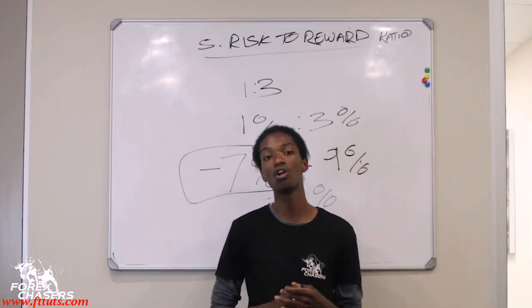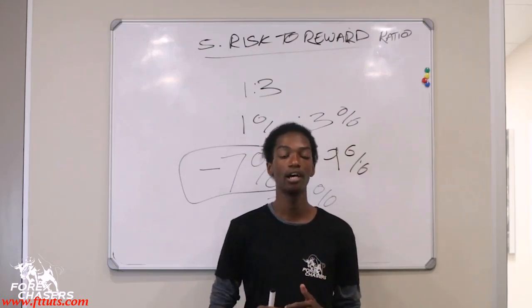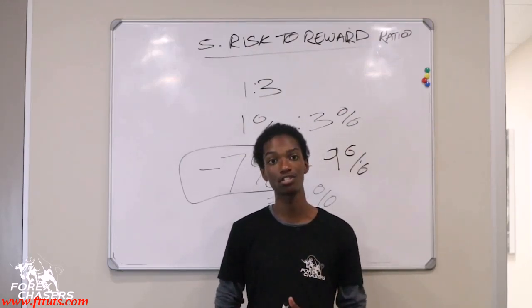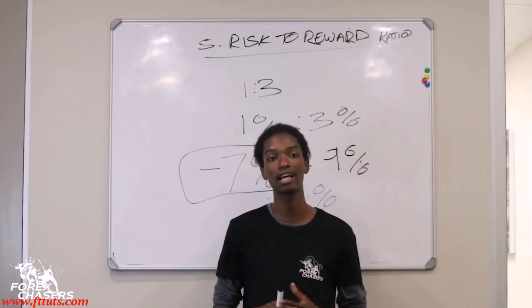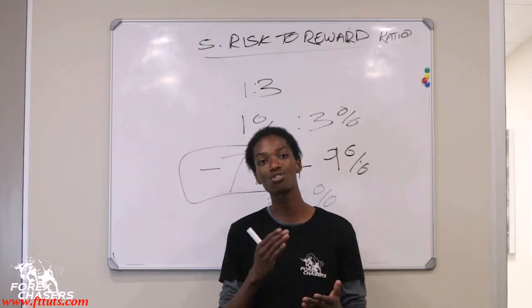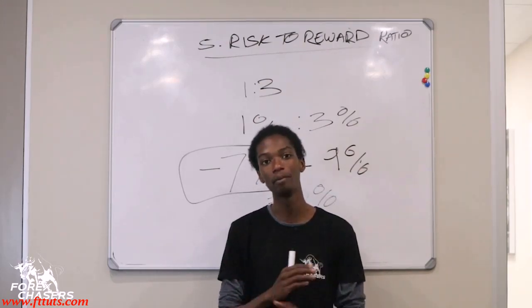So that is essentially the long-term power of having a solid risk to reward ratio when you're opening positions, whether it's currencies, indices, no matter what you're trading, guys. We always want to trade with a solid risk to reward ratio of 1:3 at minimum.